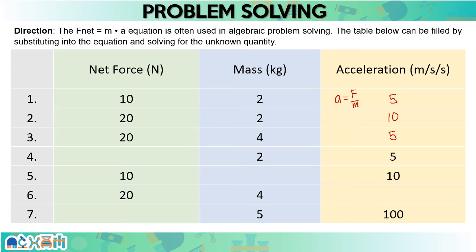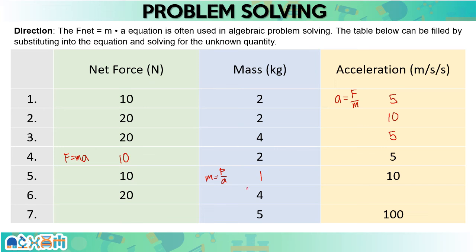Meanwhile, if we are now searching for the net force, we are to use F is equal to ma. That will be mass multiplied by acceleration. That's 2 multiplied by 5, giving us 10. Meanwhile, if we're searching for mass, it is simply equal to the force divided by the acceleration. Go back to the triangle, so that will be 10 divided by 10. That will give you 1 kilogram.